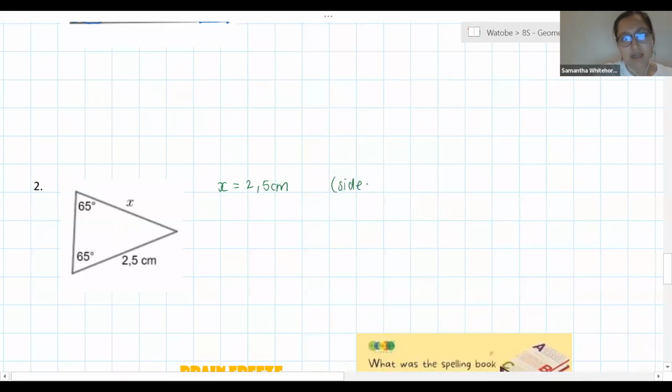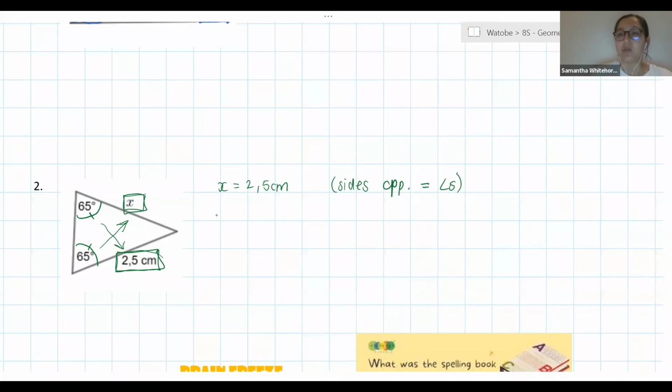Okay, so guys, I'm going to explain it now in case we're a bit confused. So as Ayanda said to us, we can very clearly see that this angle of 65 is exactly the same as this angle of 65. So those two angles are equal, which means that the sides opposite them are equal in length. Now, I've been given that 2.5 centimeters, which means that x is also 2.5 centimeters. So there's actually no working out I need to do. In this case, I can just say that x is equal to 2.5.